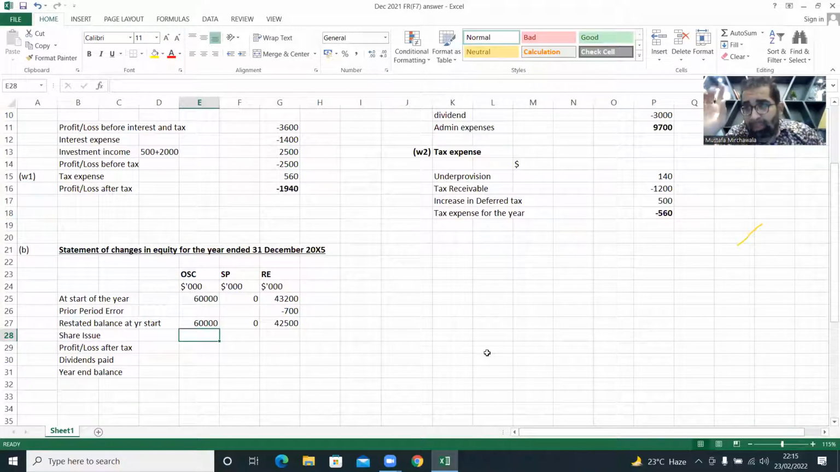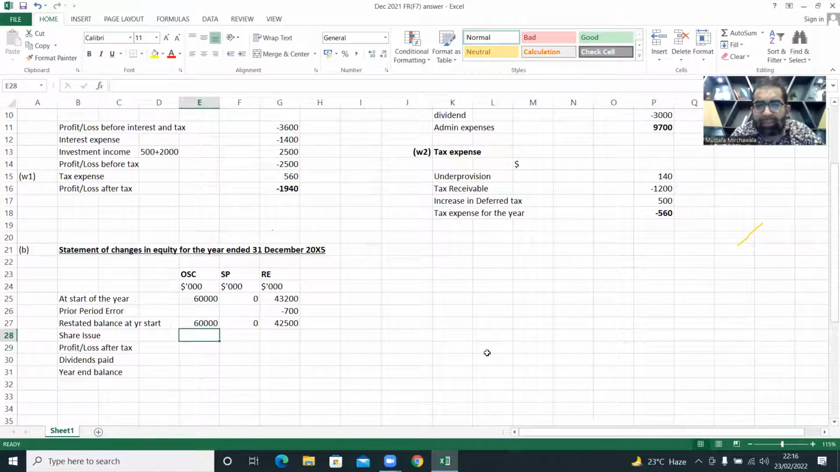And sometimes, just for revision purpose, I'm saying, sometimes during the year, you issue a convertible loan note. Whenever a convertible loan note is issued, a new equity option arises with convertible loan notes. So that also goes in Soshi. But in this question, no such things.